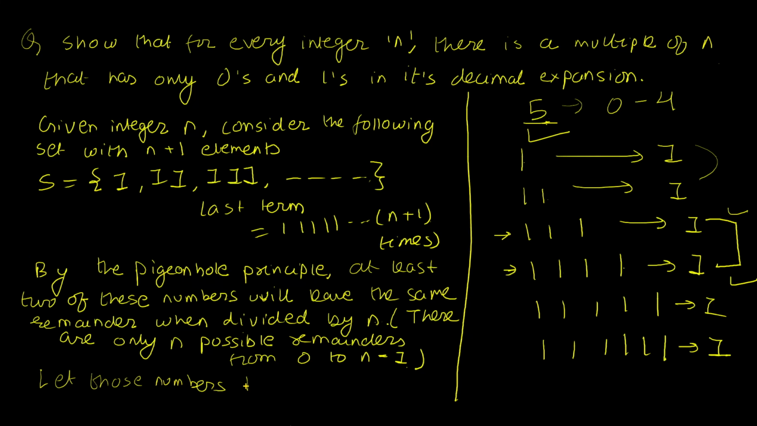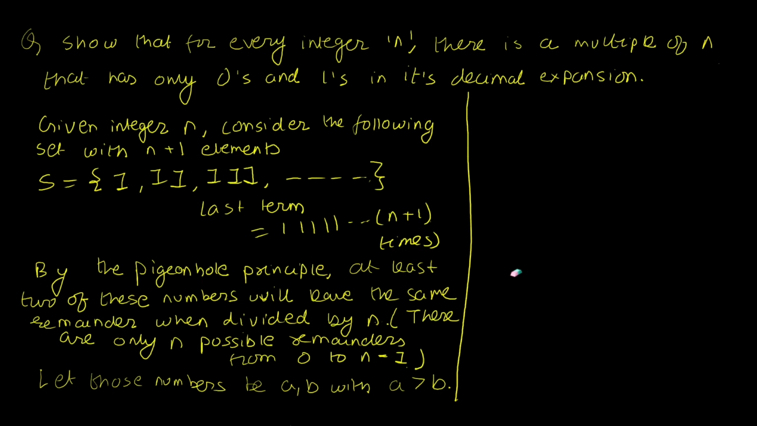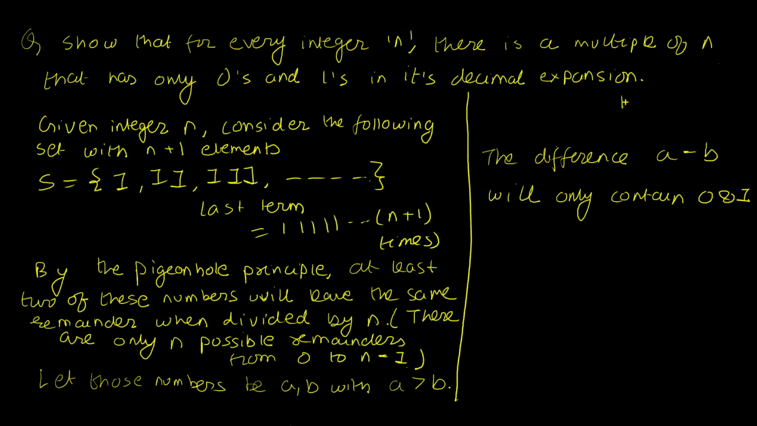And now we could say let these numbers be a and b. And finally, I could write the conclusion. The difference, a minus b, will only contain 0s and 1s. And why is that? Because all of my numbers are just 1s. When I subtract them, it's just going to give zeros.